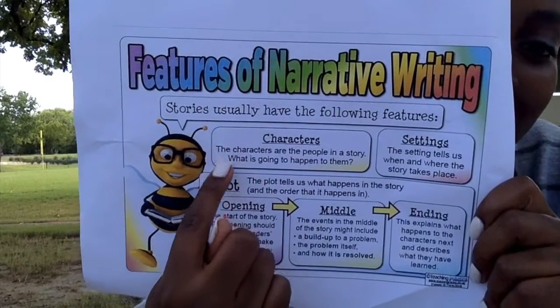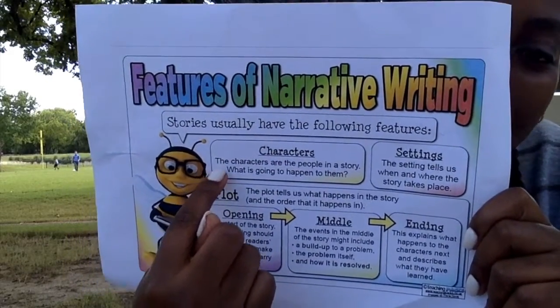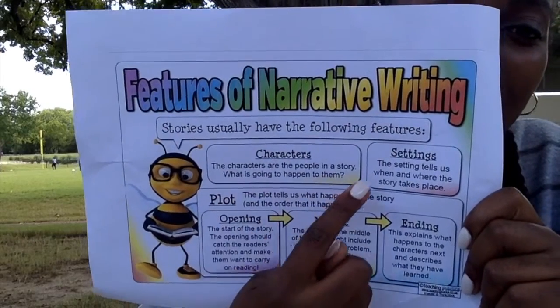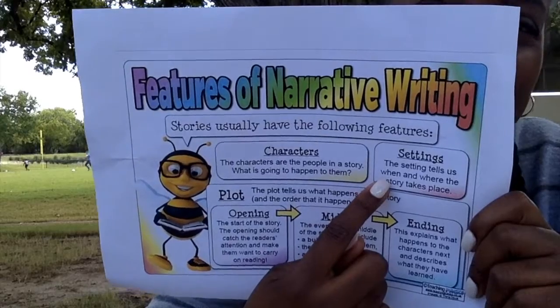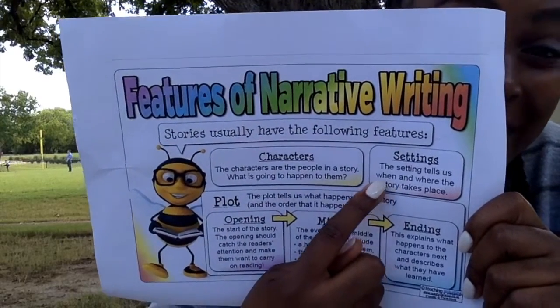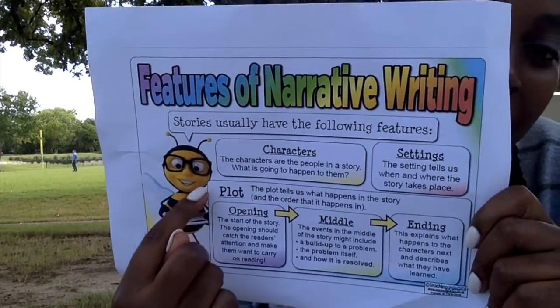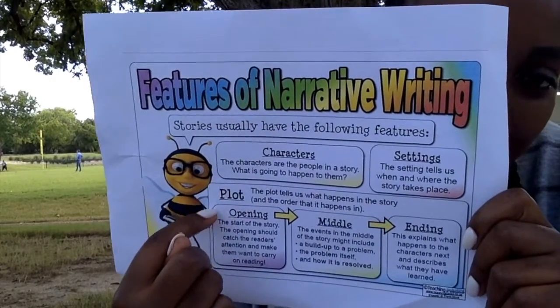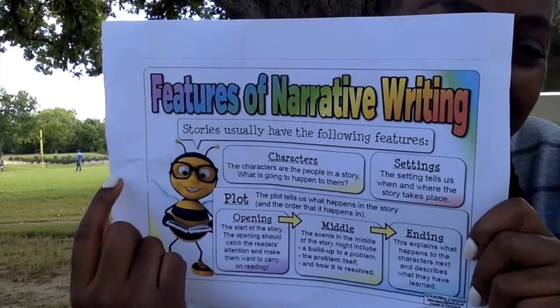Starting with characters. You always want to make sure that your story has a minimum of one character in it. Moving on to setting. Where does your story take place? Whether it's at a school, a coffee shop, a museum. And then, of course, you want to build out the plot. The plot has to include a beginning to your story, a middle, and an end.